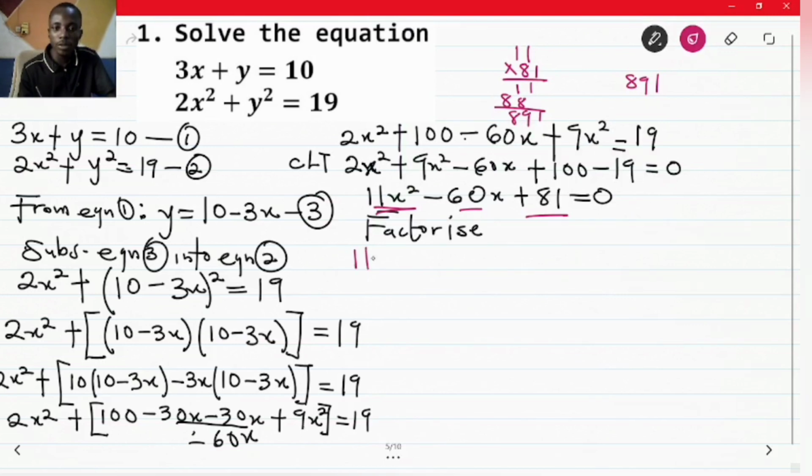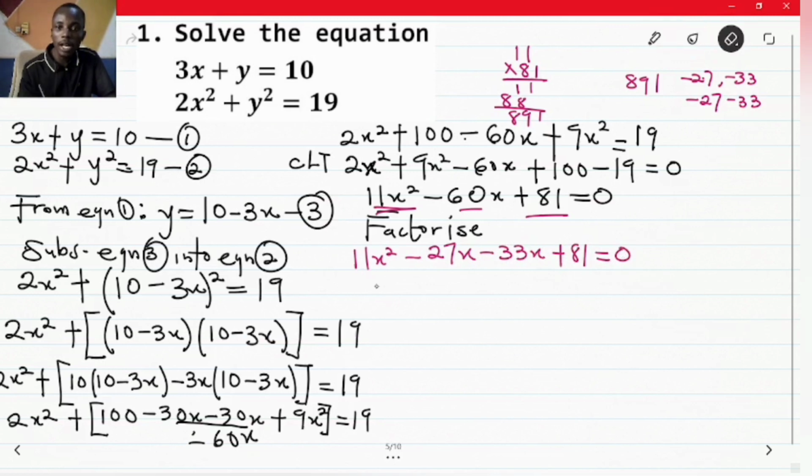I'll have 11x squared minus, anyone can come first. I'm using 27 and 33 because both of them will multiply and give 891, and when I do minus 27 minus 33, it will give me minus 60 that I have here. So I will have minus 27x minus 33x plus 81 equals 0.